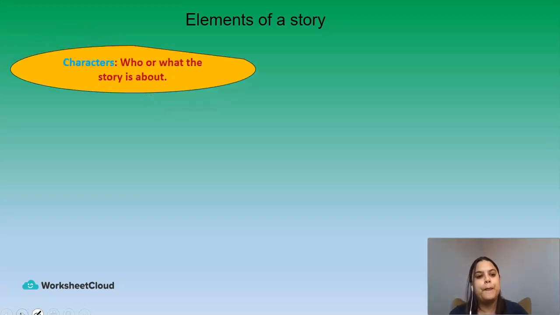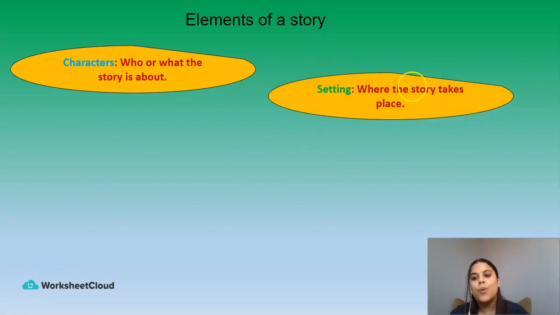So the elements of the story are the following. We look at the characters in the story. So who or what the story is about. That is when we focus on the characters of the story, okay? Then we have the setting, where the story takes place. So where is the story happening? That is the setting.